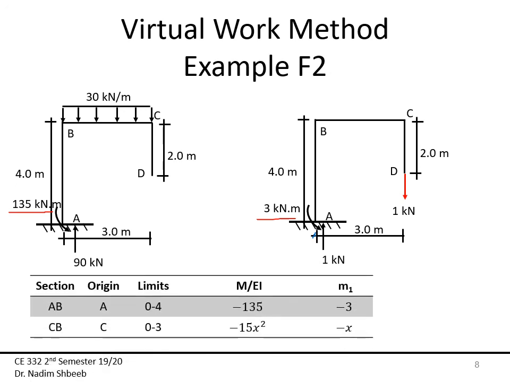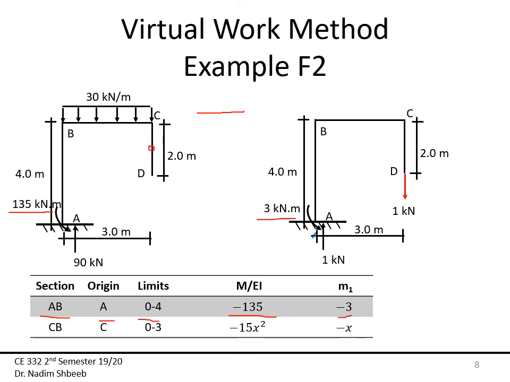Okay, so here's my table. Section AB, origin at A, limits from 0 to 4, minus 135 kilonewton, because this is again negative moment, and this is also negative moment, minus 3. If I go to CB, origin at C, length from 0 to 3 again. Again, I'm starting like this, and then this is just going to be no load here, 0 again.